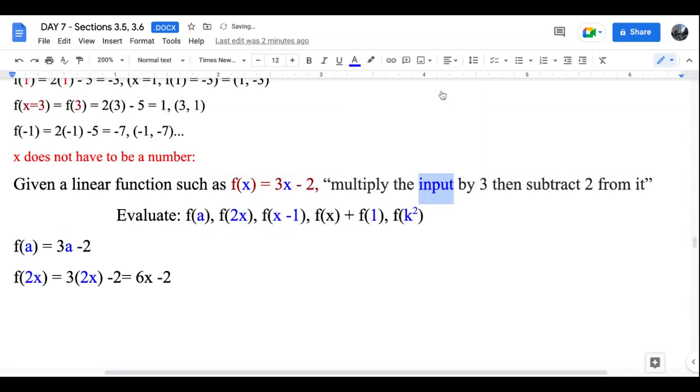Let me mark this. It depends on the input. Now the input is a. So we just change x to be a, right? So 3a minus 2, and that's it. Well, for f of 2x, we change x to be 2x. We still follow 3 multiplied by the input minus 2. So that's 6x minus 2.